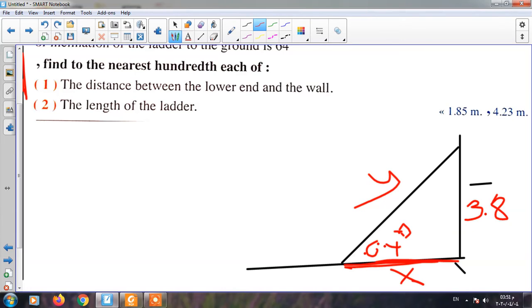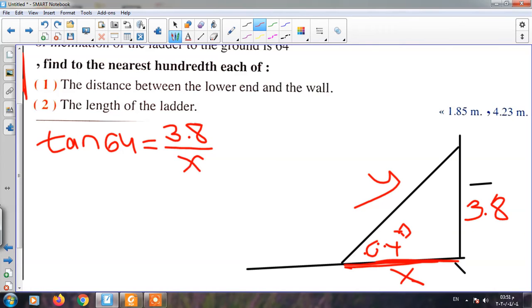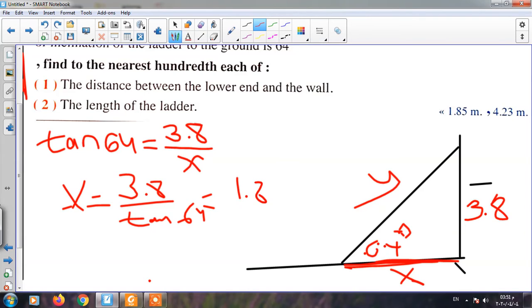It's going to be tan. So tan 64 is going to be 3.8 over X. Crisscross, and X will be 3.8 over tan 64, which is 1.85 meters. And here we have opposite and hypotenuse, so we take sine.